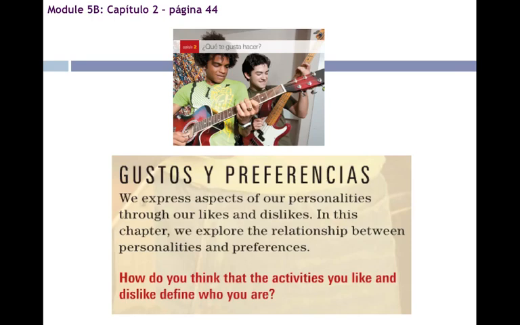So think about it for a moment. How do you think that the activities you like and dislike define who you are? Think about that. I like to travel. That might say I'm a little bit adventurous. I like to read. That might make me, I don't know, a little more introverted if I like to read. I like to cook a little bit. So think about that as we go through the chapter.